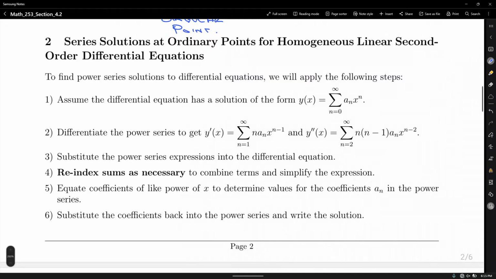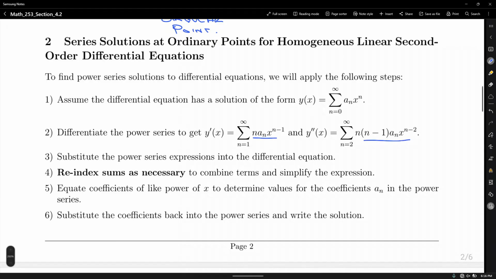To solve it using power series, first of all, assume y of x equals sigma n equals 0 to infinity a sub n x to the n. I actually had it as c sub n, it doesn't matter. Differentiate the power series to get y prime equals sigma n equals 1 to infinity n a sub n x to the n minus 1, and y double prime equals sigma n equals 2 to infinity n times n minus 1, a sub n x to the n minus 2. All we're doing here is simply the general power rule, right?